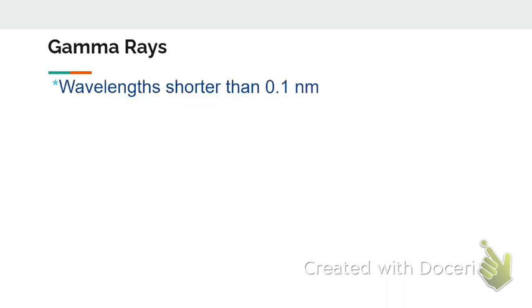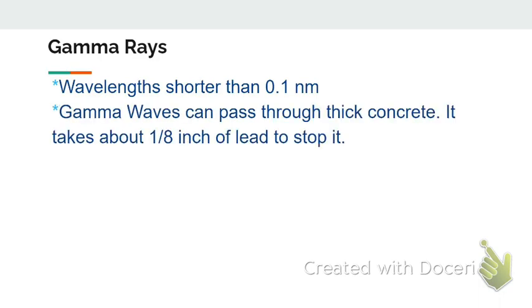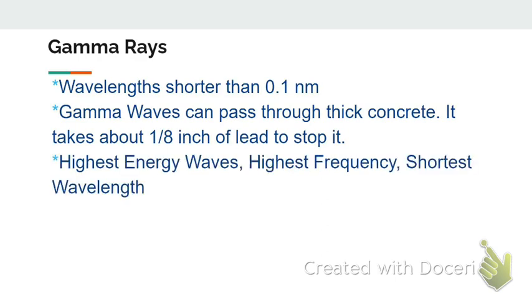All right, the last part of the electromagnetic spectrum, the highest energy, the shortest wavelengths, and the highest frequency are gamma rays. Now, these have a wavelength of anything shorter than 0.1 nanometers. Gamma waves can pass through thick concrete. It takes about 1/8 of an inch of lead to stop a gamma ray from going through. Like I said, these are the highest energy waves, highest frequency, shortest wavelength.